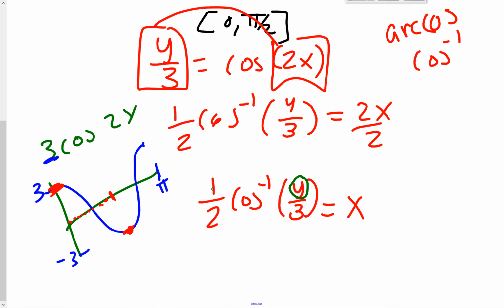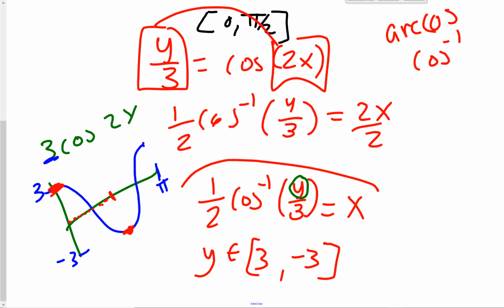Depending on what I choose for y, anywhere between +3 and -3, that's what my y values are in. Any number I can pick between 3 and -3, I could solve for an exact x, but this would be the general equation.